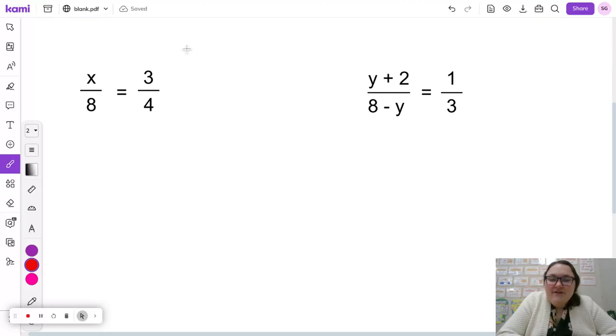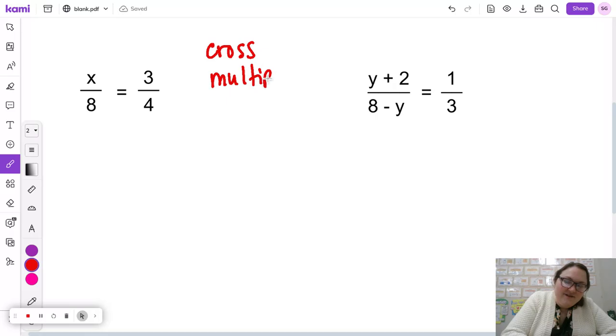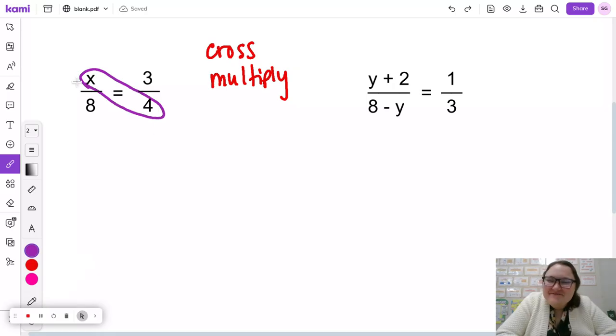The idea of solving proportions is if you have a fraction equal to another fraction, anything that looks like this, we can use something called cross multiply to help us solve. If you cross multiply, that means you multiply the things across from each other. So it means in one of my steps, I'm going to be multiplying x and 8. I fixed it. So we have to multiply x by 4 together, and I also have to multiply 8 times 3 together. It doesn't matter what you do first.